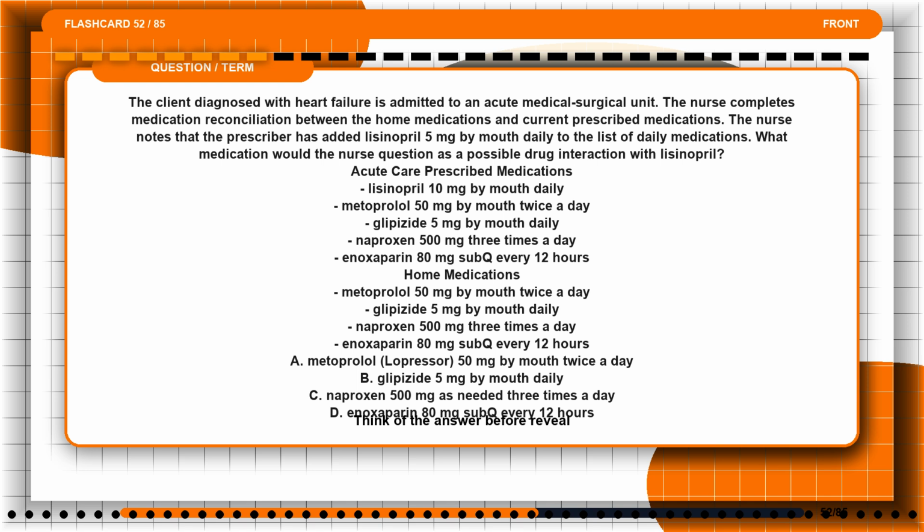A. Metoprolol 50 mg by mouth twice a day. B. Glipizide 5 mg by mouth daily. C. Naproxen 500 mg as needed 3 times a day. D. Enoxaparin 80 mg sub-Q every 12 hours. Think of the answer before the reveal.